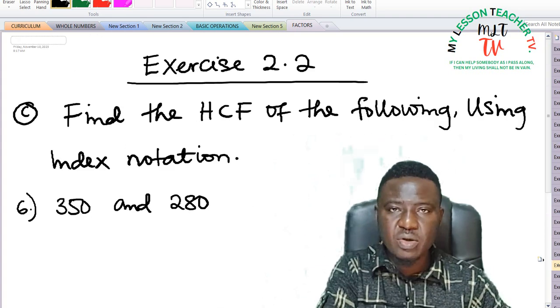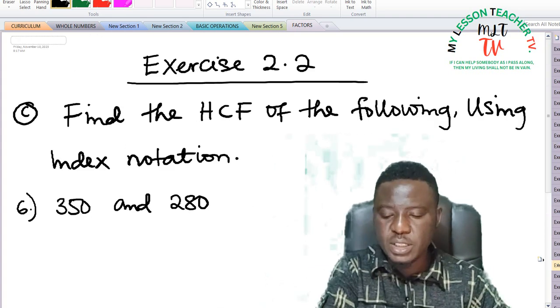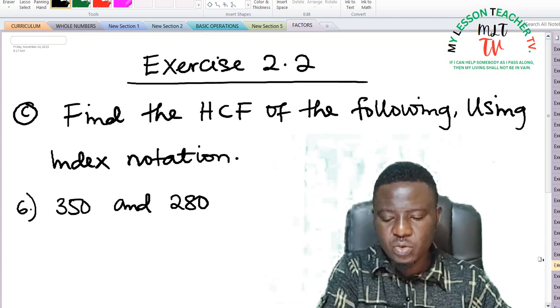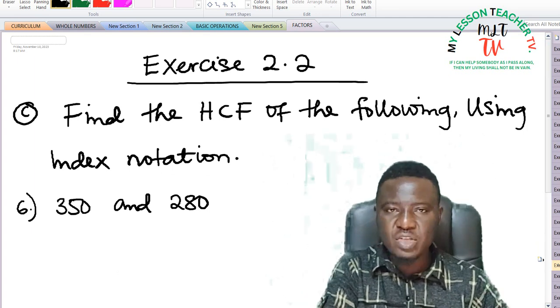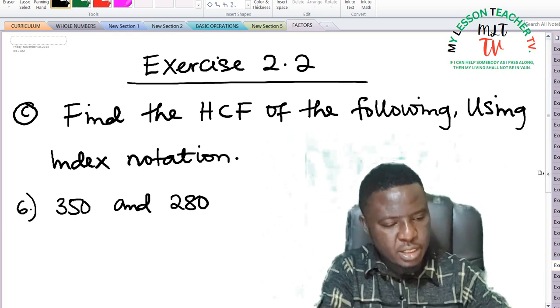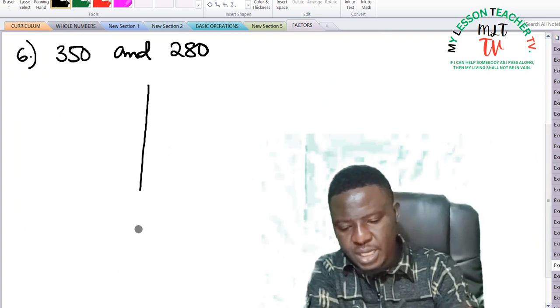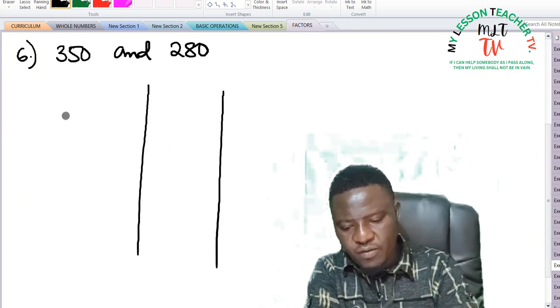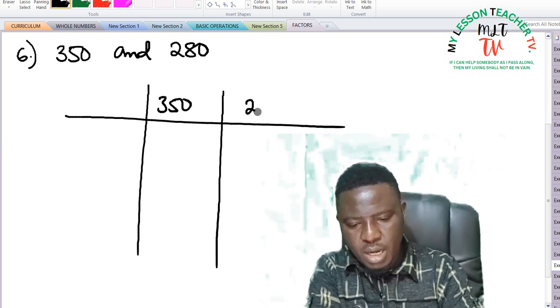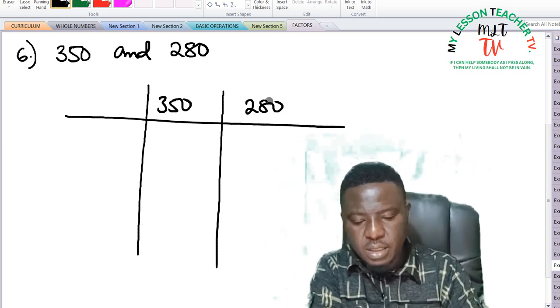In example 6 of exercise 2.2c, we are asked to find the HCF of the following using index notation, that is to find the highest common factor of 350 and 280. So we shall divide this repeatedly using their common factors. So we have 350 and 280.